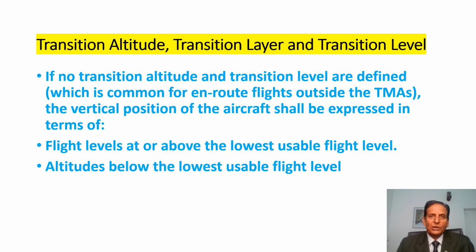If no transition altitude and transition level are defined, which is common for en route flights outside the TMAs, the vertical position of the aircraft shall be expressed in terms of flight levels at or above the lowest usable flight level, and altitude below the lowest usable flight level.